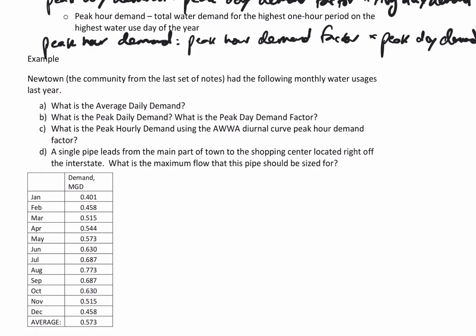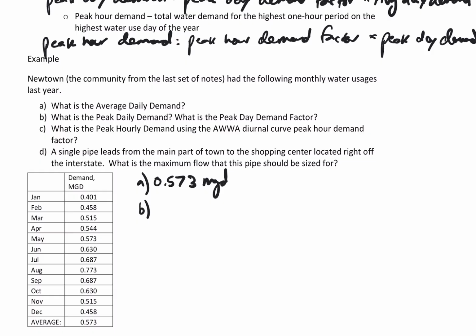The average daily demand is just the average of the entire year. And it's already stated there as the average of all of these months, which the months, again, are the average of all of the days. So we can say, well, this is just 0.573 MGD. That's the average daily demand over this whole period. Okay, so then what is the peak daily demand and what is the peak day demand factor?